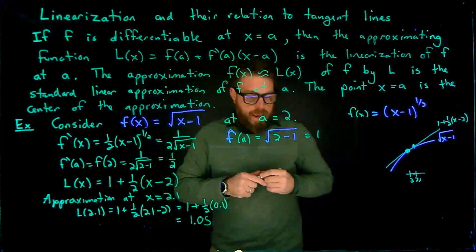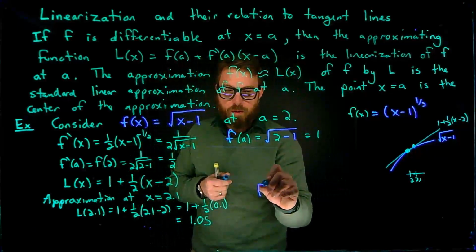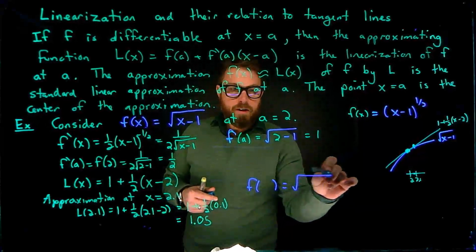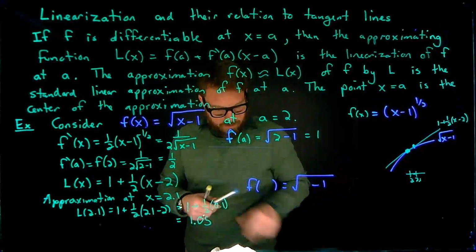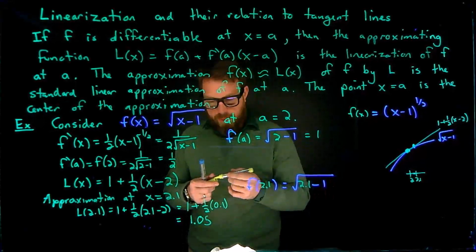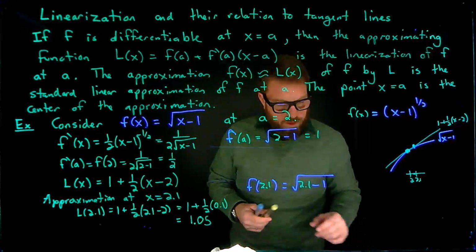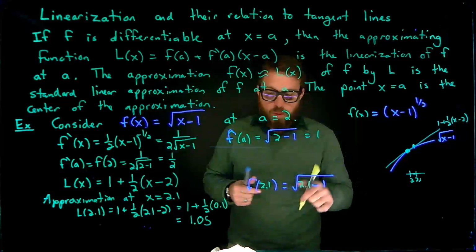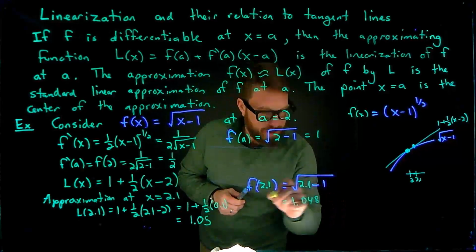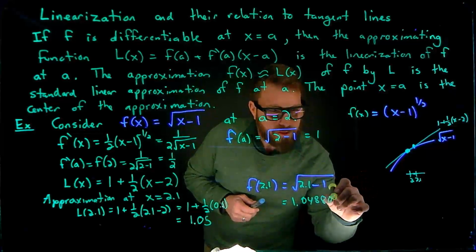I can also see what the function is at 2.1, so let's see how close we are. If I plug this into the function, f of that exact same number, instead of 2, we're trying 2.1, we're going to see how much error we have. So the square root of 2.1 minus 1 gives us 1.048808. So this is good enough.